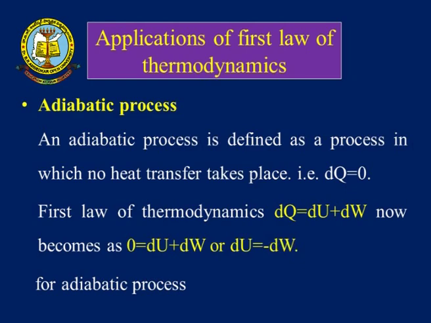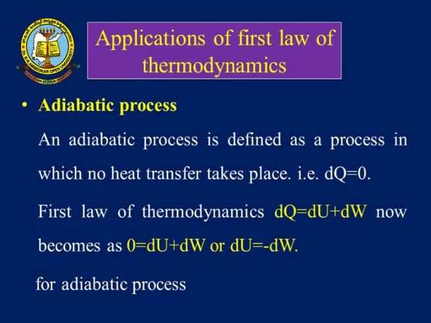Next we will move to another process, which is the adiabatic process. As we know, in an adiabatic process, there will be no exchange of heat from the system to the surroundings or from the surroundings to the system. That means the change in heat will be equal to 0; in the case of the adiabatic process, dQ is equal to 0.